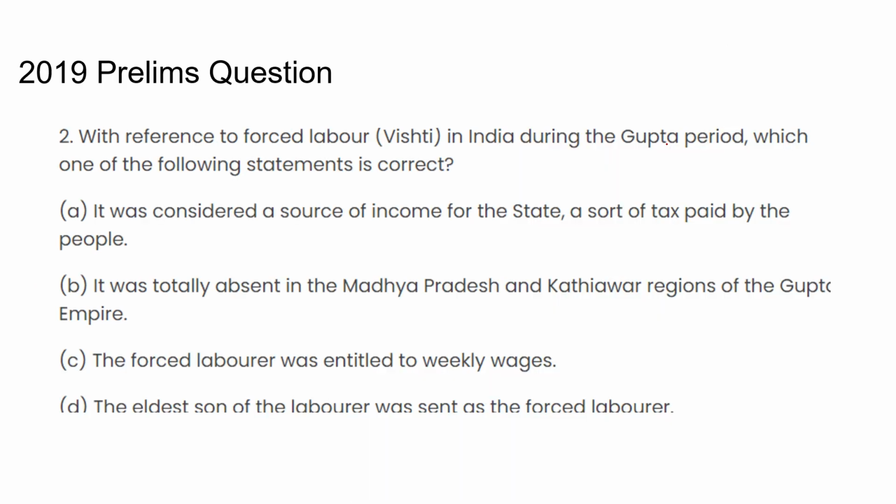So coming to the next question. This was a 2019 prelims question. With reference to forced labor, Vishti, in India during the Gupta period, which one of the following statements is correct? A. It was considered a source of income for the state, a sort of tax paid by the people. B. It is totally absent in Madhya Pradesh and Kathiawara regions of the Gupta Empire. Third, the forced labor was entitled to weekly wages. Fourth, the eldest son of the laborer was sent as the forced laborer.